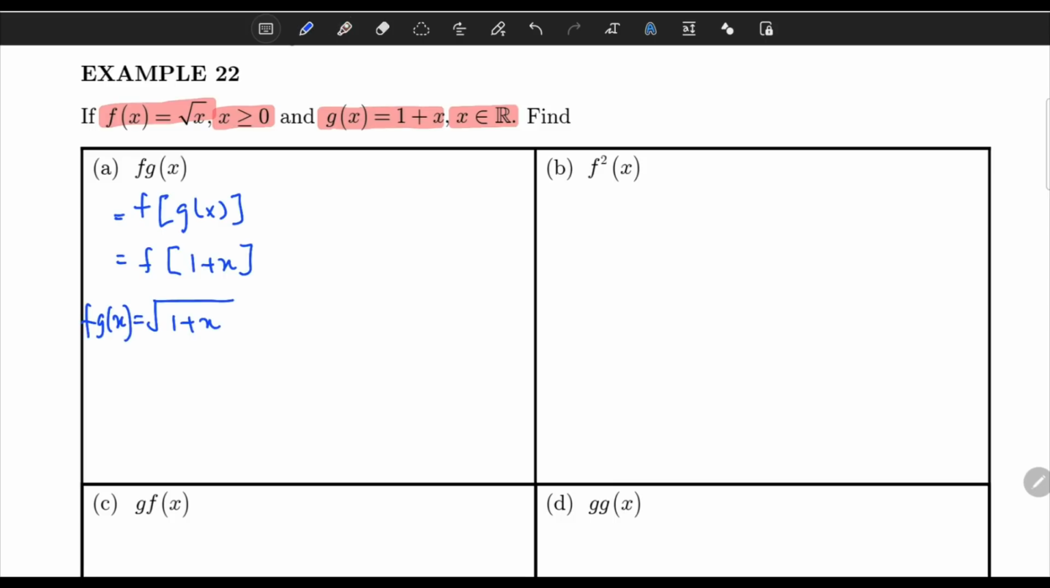So make sure we apply what we learned before. So under the square root, 1 plus x must be greater equal to 0. So x greater equal to negative 1. So this is your answer.